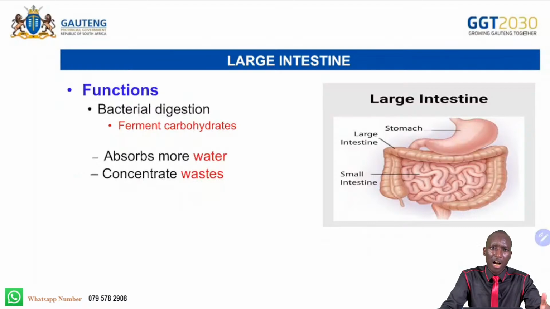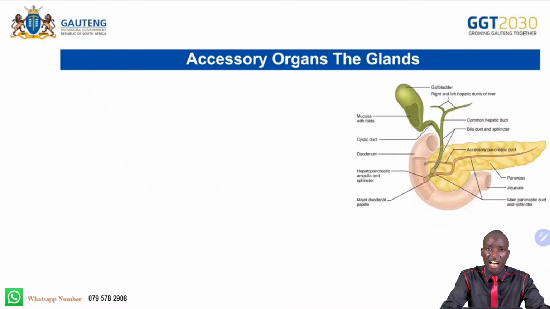Remember all the undigested food material is supposed to be taken out, all the way from the large intestine to the rectum and out of the body through the anus. So that's the large intestine.